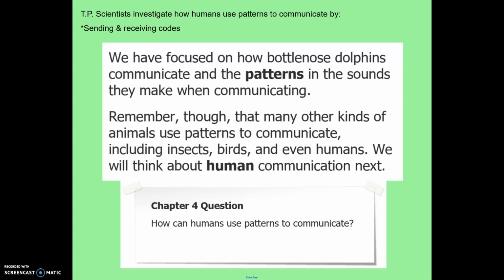We've been focusing on how bottlenose dolphins communicate and the patterns in those sounds they make when they're communicating. But remember, there are many other types of animals that use patterns to communicate, including insects, birds, and even humans. So for our last couple science lessons this year, we're going to think about how humans communicate and how humans use patterns to communicate. And we're going to study that by sending and receiving codes.